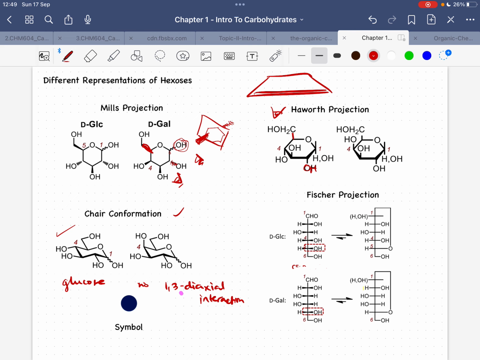Ang diaxial interaction is kung ang sugar molecule is carbon 1, 2, 3, 4, 5, H. Kung naa kay OH groups diri and naa pog OH nga axial, this will be steric interaction. This is called a 1,3 diaxial interaction.